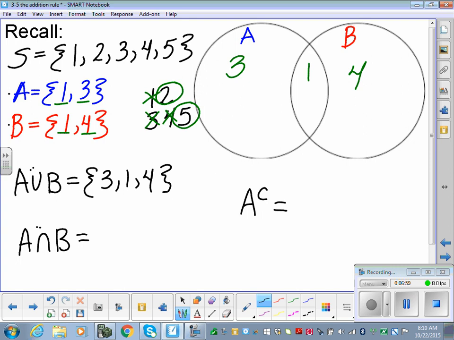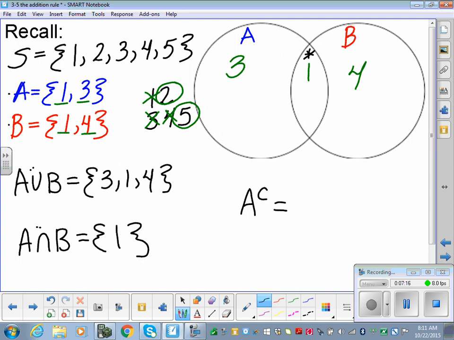Now this one, A intersect B. This is the not so friendly one. You can only come into the set if you are exactly the same, where they're exactly the same or where they intersect. So where do they intersect? Our Venn diagram makes it easy for us. We just look right there. There it is, 1. Very good.